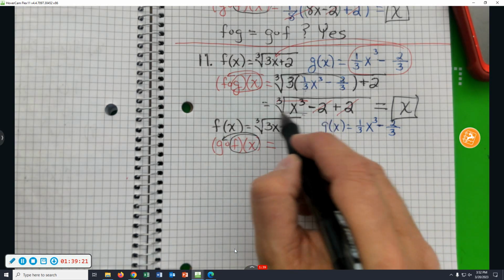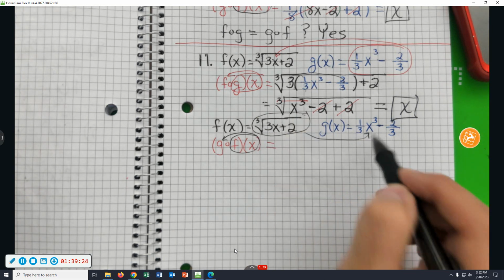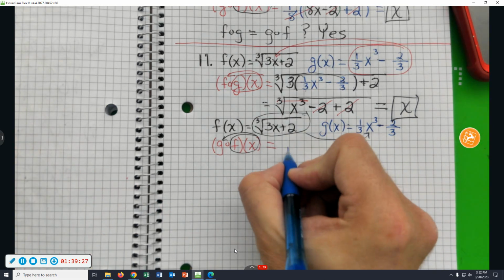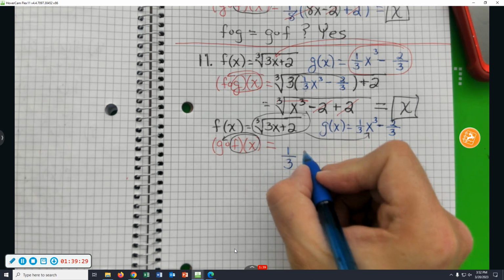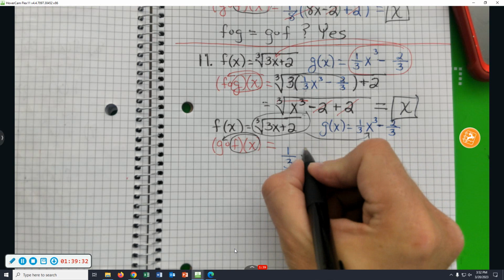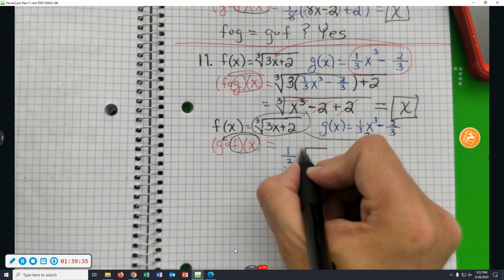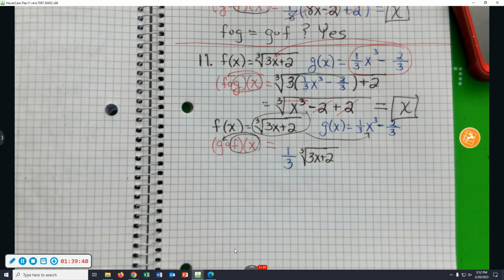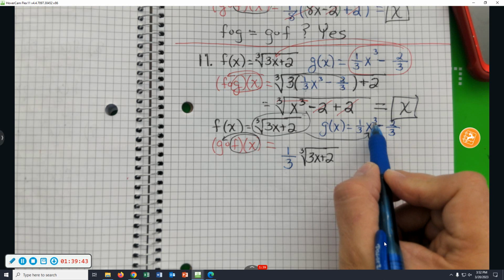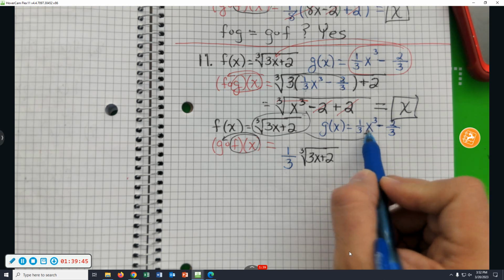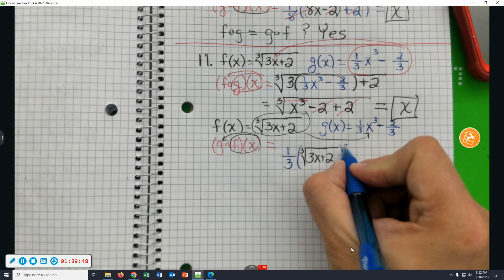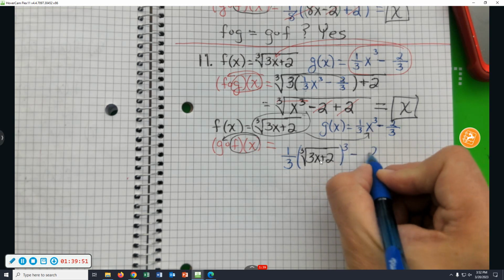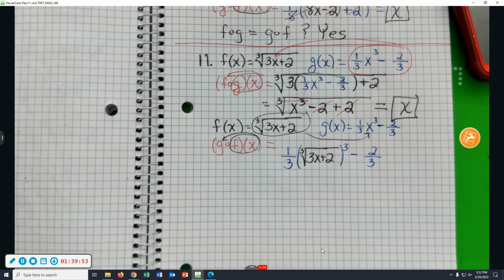So you have 1/3, the blue 1/3, the cube of. In place of that blue x, I'm putting the cube root of 3x plus 2. But notice I still have that blue cube. The only thing getting replaced is that blue x. I'm going to put parentheses like that. You see how I replaced the x with the cube root of 3x plus 2?